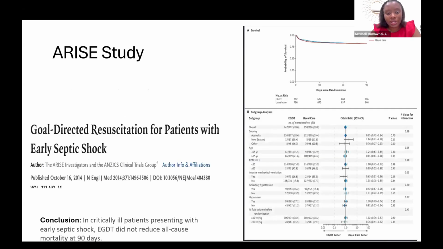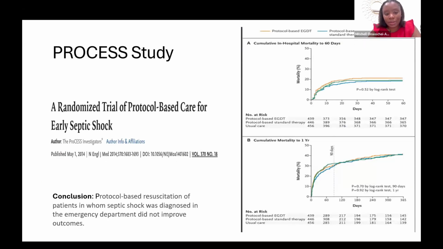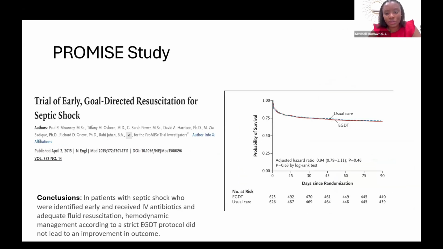And this is the ARISE study, which showed that in critically ill patients, the outcomes were pretty much similar whether or not you went through the algorithm focused on early goal-directed therapy versus usual standard of care. And the PROCESS study showed the same as well, that protocol-based resuscitation in patients with septic shock had the same outcomes as those who underwent standard of care. And the PROMISE study was released in 2015. Again, it showed the same, that the usual care was equivalent to early goal-directed therapy.